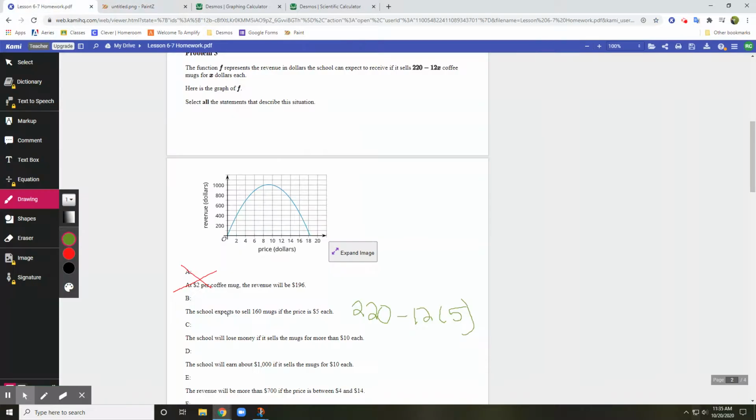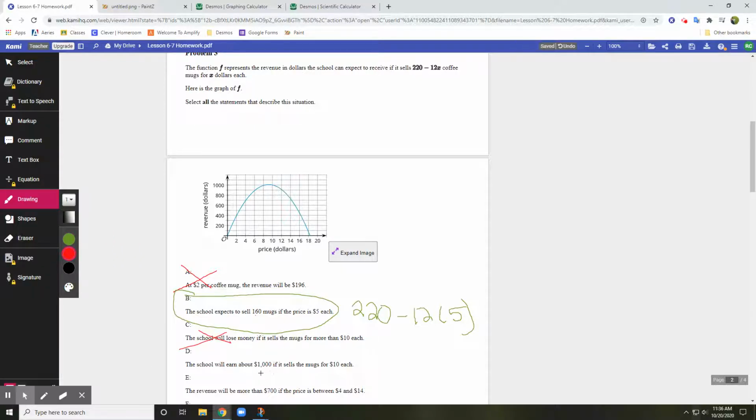So what was the answer? It expects to sell 160, so this is a big yes. So B is definitely yes. All right, the school will lose money if it sells mugs for more than $10 each. Let's see where $10 is. $10 goes right here. Will the school lose money? Nope. All of this is still a profit. So that's going to be a nope.